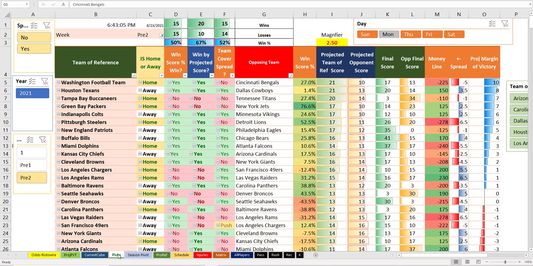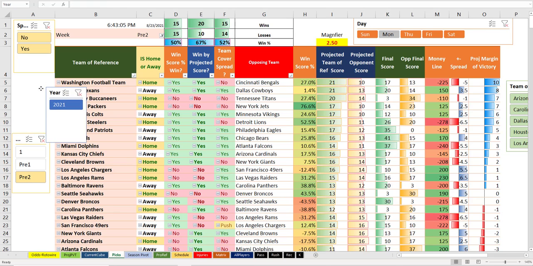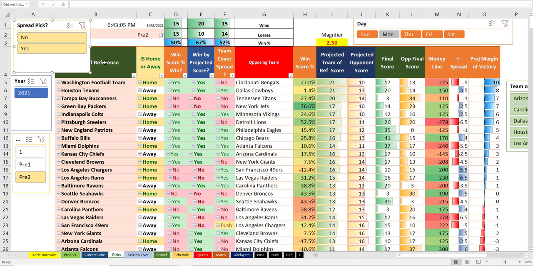What we're looking at here is the picks sheet, and we have a bunch of different slicers over here. These are filters. We're looking at every day except for Monday because Monday's game hasn't happened yet. We're looking at preseason week 2. This thing over here is called the spread cover number, or spread pick, meaning do we like this team of reference on the spread, yes or no?